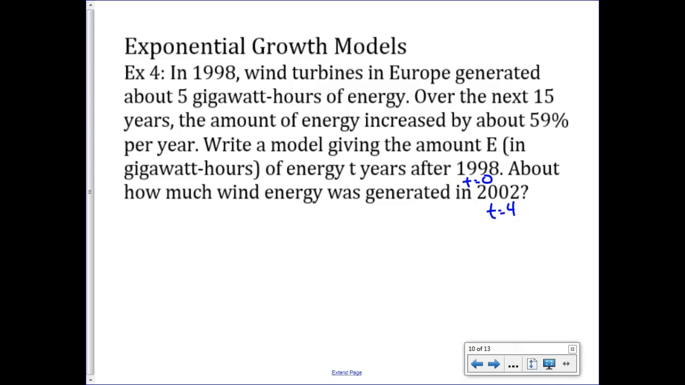So, one thing that you need to know for exponential growth is this equation. Y equals A times (1 plus the rate of change) raised to the time. So what that does is say 100% of the value plus the percent that it's increasing. So if we're increasing by 59%, we need 159% represented there. So we want to use the variable E in place of our Y here because it wants to know the amount of energy.